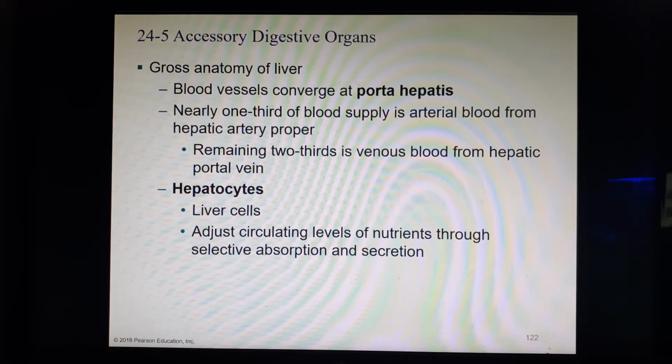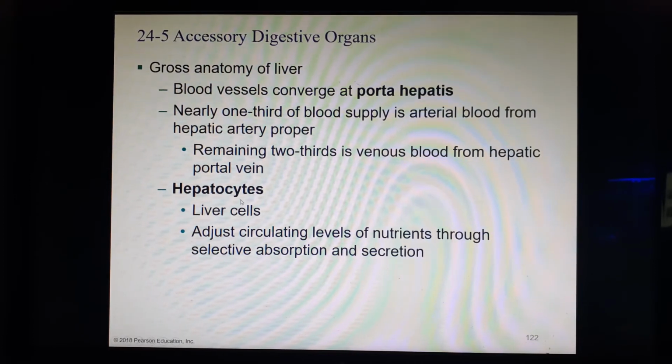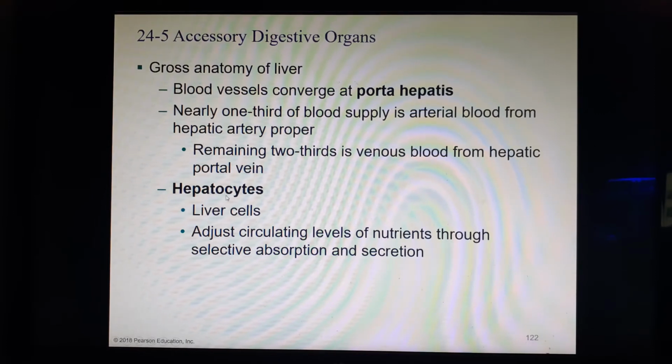So all the nutrients are going to come into the liver, and then the liver is going to deal with and direct the nutrients to where they need to go. About a third of the blood supply is arterial blood coming from the hepatic artery proper, and two-thirds is venous blood coming from the hepatic portal vein. Now inside, the cells that do the work in the liver are called hepatocytes, and they are going to be controlling the levels of nutrients circulating through the body by absorbing some and secreting others.